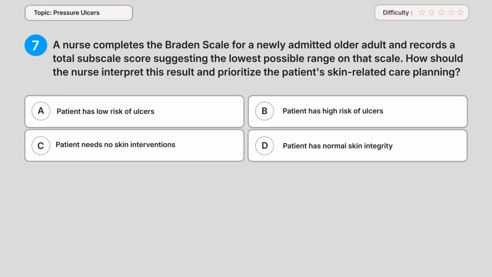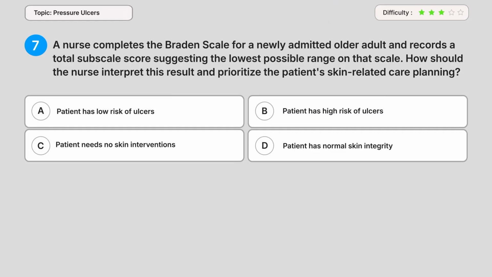Question 7. A nurse completes the Braden scale for a newly admitted older adult and records a total subscale score, suggesting the lowest possible range on that scale. How should the nurse interpret this result and prioritize the patient's skin-related care planning?